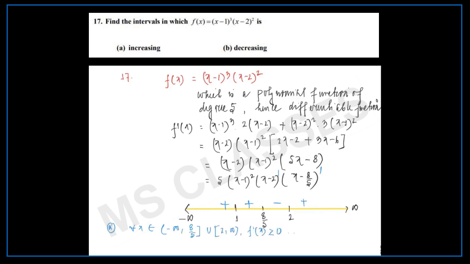Therefore, f of x is increasing in this interval. And for all x belongs to (8 by 5, 2), f dash x is less than or equal to 0. Therefore, f of x is decreasing.